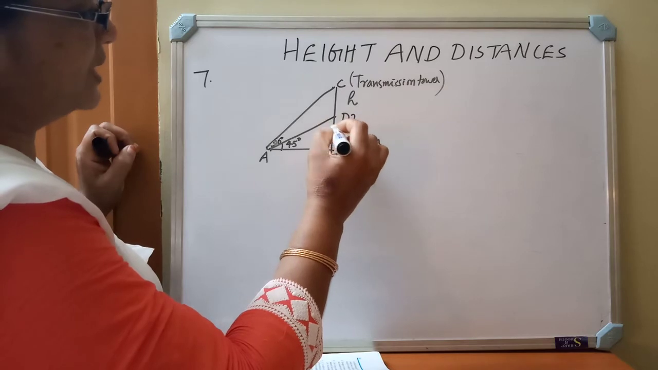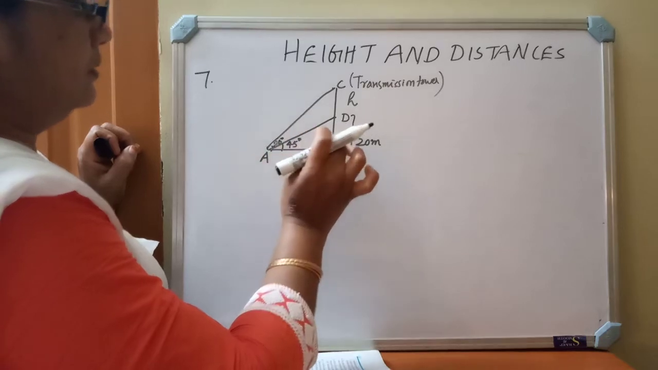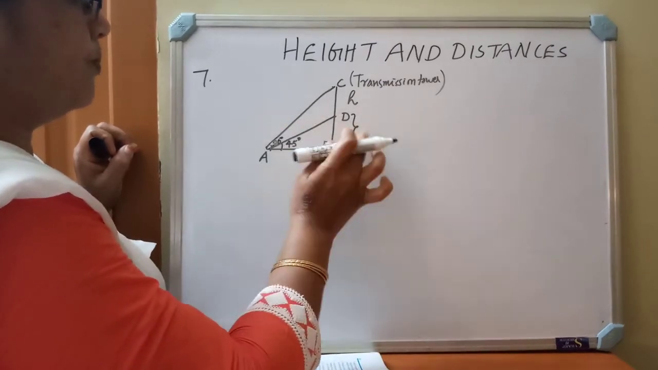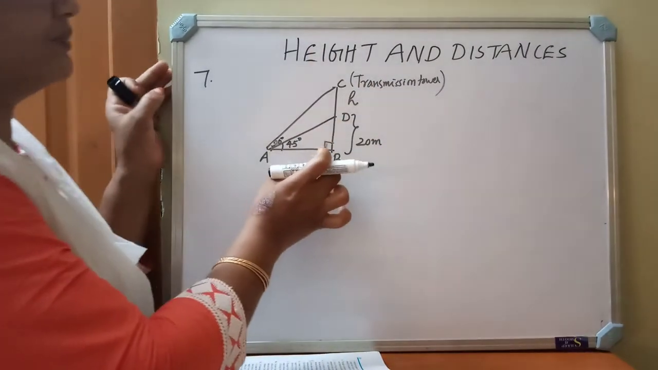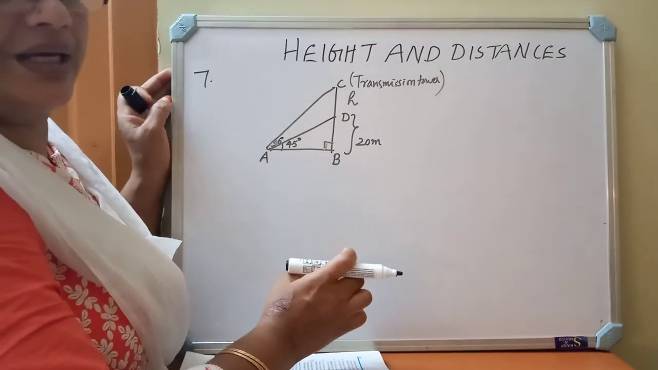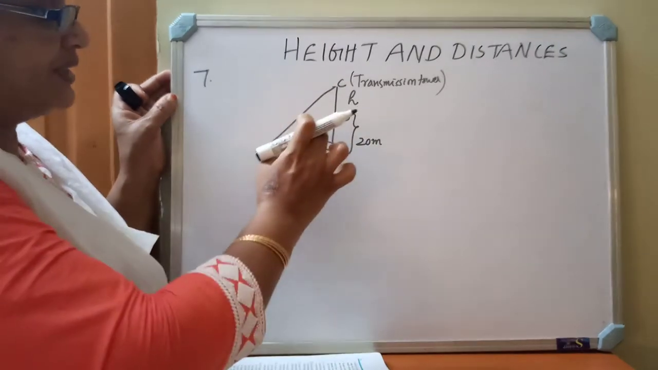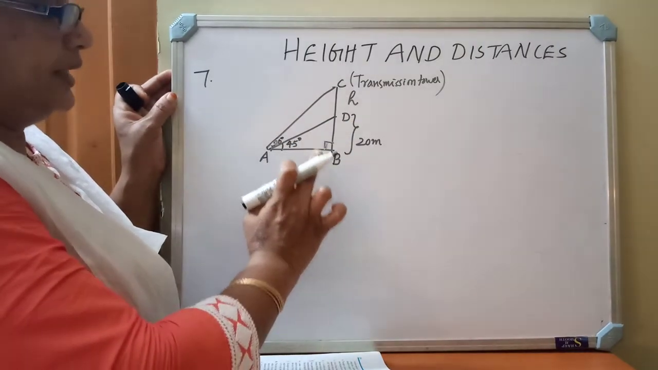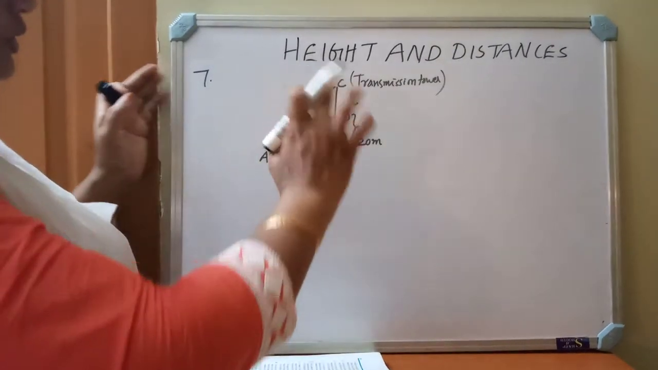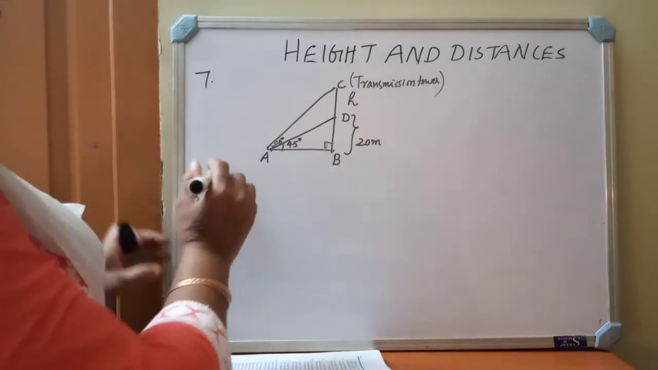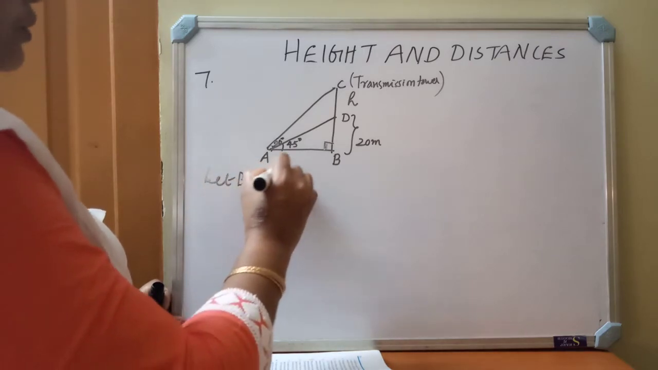For that, first we must consider triangle BAD. Opposite by adjacent. So if you know the AB value, then considering the next big triangle, opposite by adjacent, tan value we can apply and we can find out this H value very easily. For that, first I am considering the right triangle DBA. First you must write what are the measures given here. Let BD equal to 20 meter.